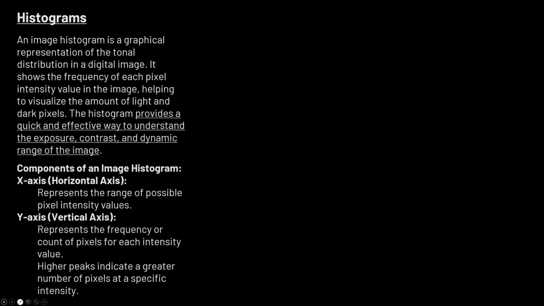If you're not familiar, a histogram is a graphical representation of the tonal distribution of a digital image. It shows the frequency of each pixel intensity value in the image, helping to visualize the amount of light and dark pixels. It provides a quick and effective way to understand the exposure, contrast, and dynamic range of the image. It has an X and a Y axis. The X axis represents the range of possible pixel intensity values, and the Y axis represents the frequency or count of pixels for each intensity value. Higher peaks indicate a greater number of pixels at the specified intensity.